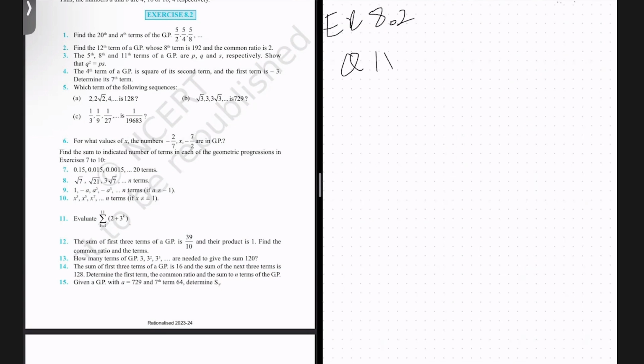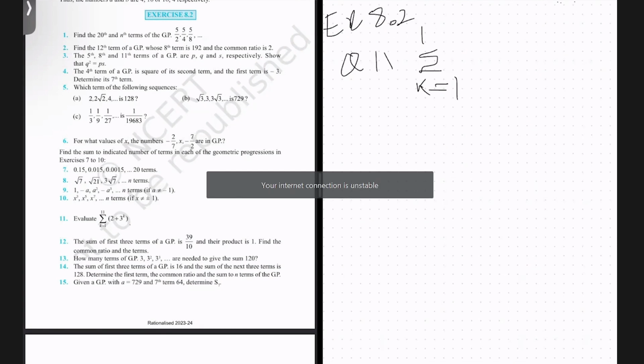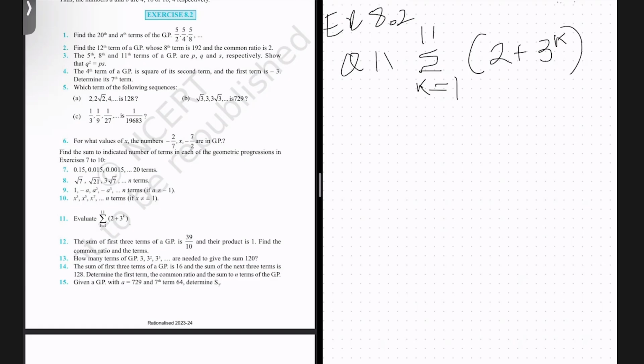Up until k equals 11 for 2 plus 3 raised to the power k is going to be, right? So what I'm now going to do is write down what the first few terms of this sequence are going to be, and that is how we are going to observe a pattern and solve this question, right? So the first term, plug in the value of k equals 1.